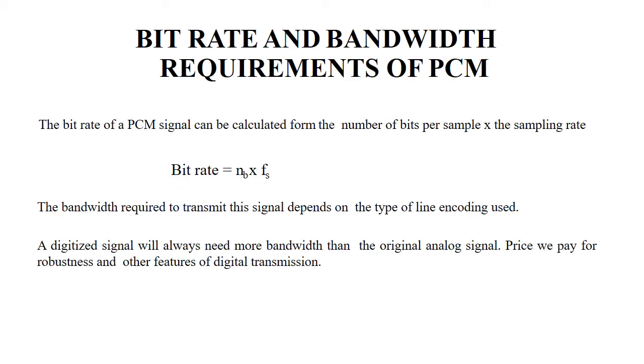Next is the bitrate and bandwidth requirement of PCM. The bitrate of the PCM signal is calculated from the number of bits per sample times the sampling rate. That is, bitrate is equal to Nb times Fs. The bandwidth required to transmit the signal depends on the type of line encoding used. A digitized signal will always need more bandwidth than the original analog signal. This is the price paid for the robustness and other features of digital transmission.